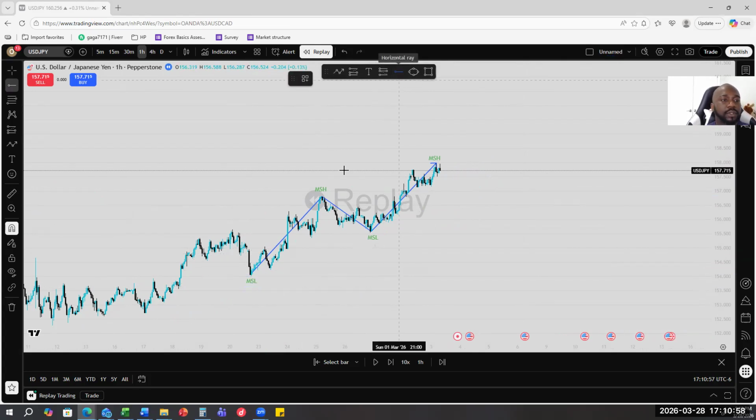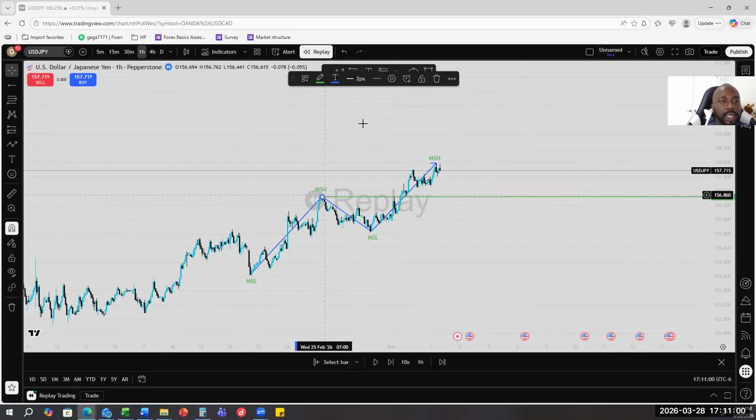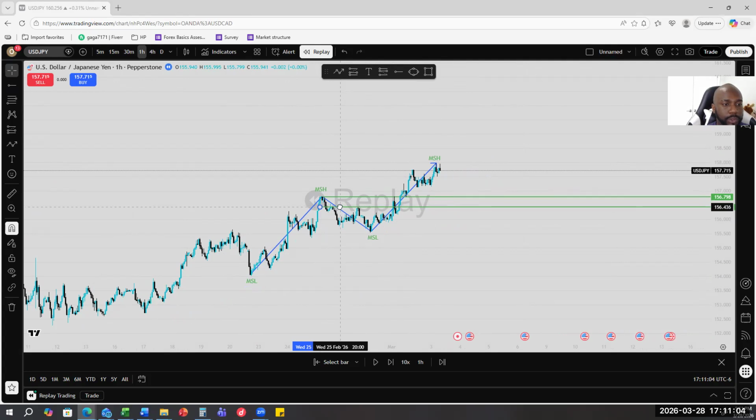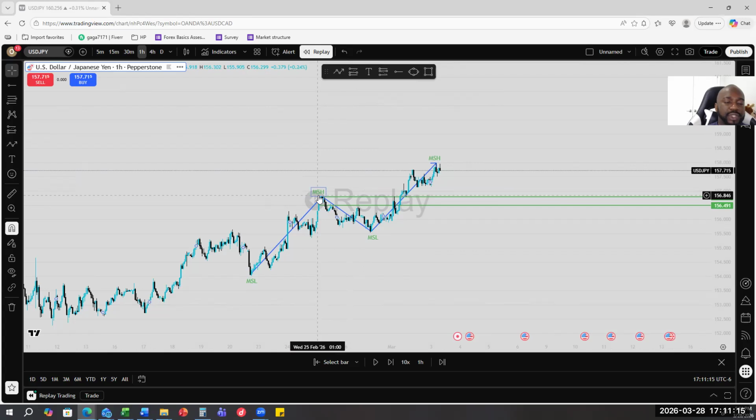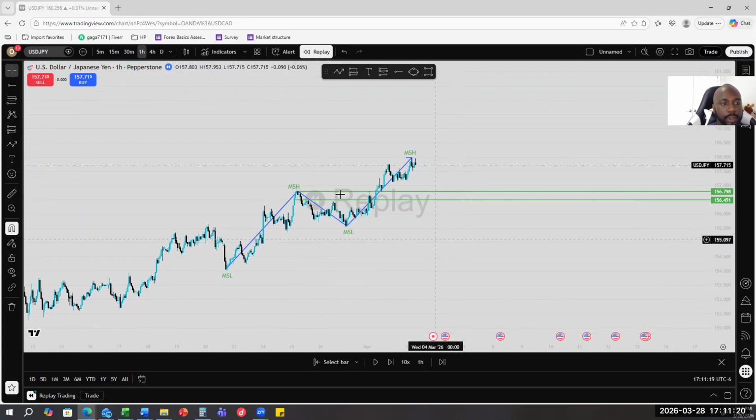The next thing I need to do is take my tool here and mark out my AOI. Once I mark out my AOI, just like this, because this particular point in time acted as resistance and we found support here. Now, in technical analysis, previous resistance can turn to a potential support. So that's what the strategy is all about.